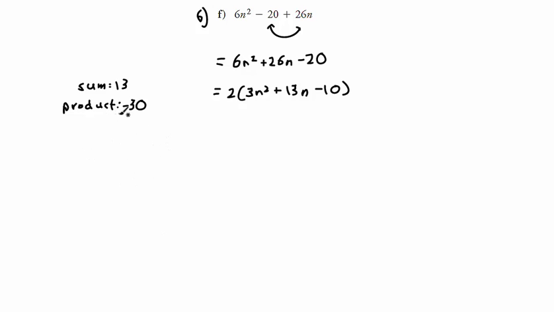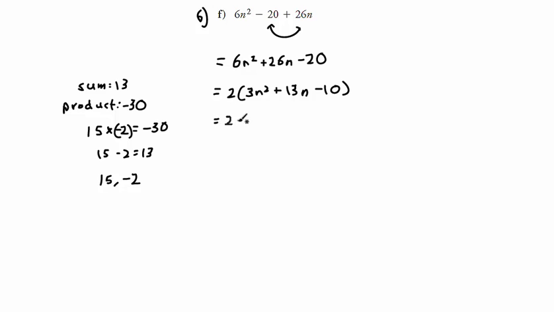What else is there? We have 1 and 30, 2 and 15. Can we do 2 and 15? 15 times 2 equals 30, and we need minus 30, so we need to give one of these numbers a negative. And if we put a negative on the 2, what do we get? 15 minus 2 equals 13. The sum is correct, and the product is correct as well. So the two numbers are therefore 15 and minus 2.